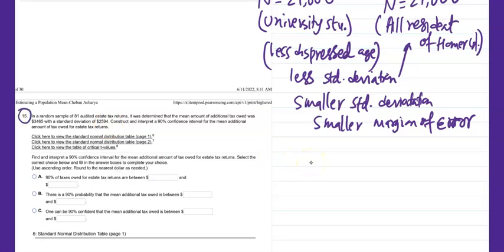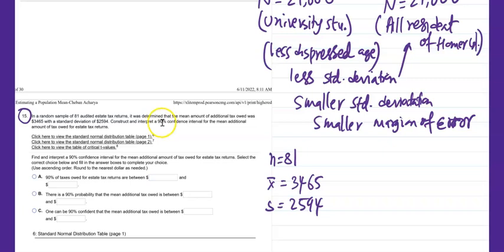Okay, question number 15 is similar to others we did here. I'm just giving you a hint here. In question 15, in a random sample of 81 audited tax returns, so here n equals 81, the sample size, it was determined that the mean amount of additional tax owed was $3,465. This is the sample mean, x bar, because this is the mean of those 81 audited tax returns, and the standard deviation is 2594. So s equals 2594. This is called the sample standard deviation because it is the standard deviation of those 81 audited tax returns.